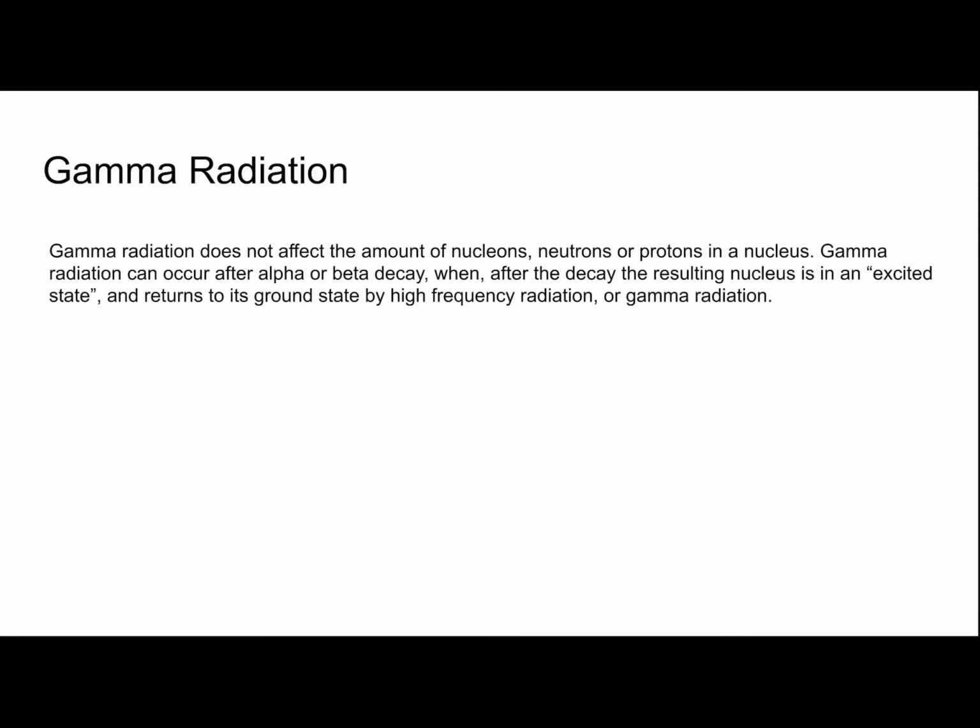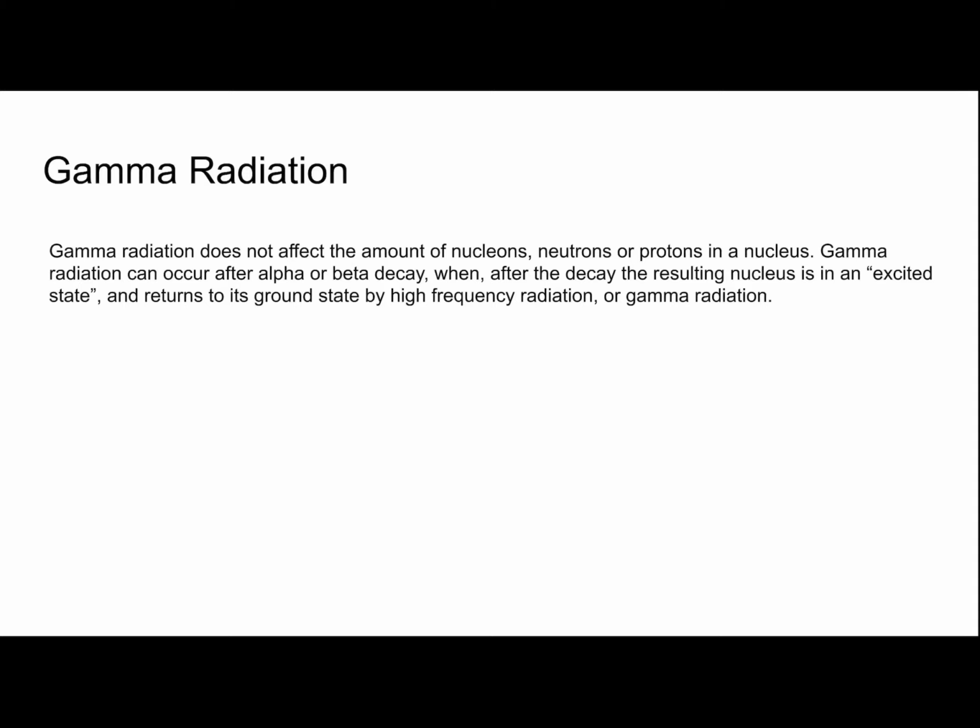Alright, so gamma radiation. Gamma radiation does not affect the number of nucleons, neutrons, or protons in the nucleus. As we've seen, beta decay actually affects the number of neutrons and protons: the number of neutrons decreases by 1 and the number of protons increases by 1. However, gamma radiation does not affect the number of nucleons, neutrons, or protons.